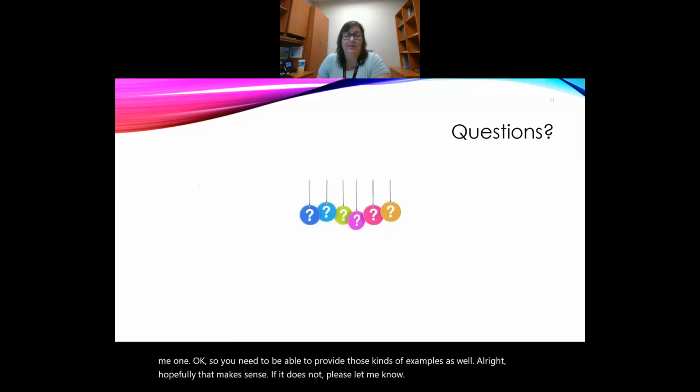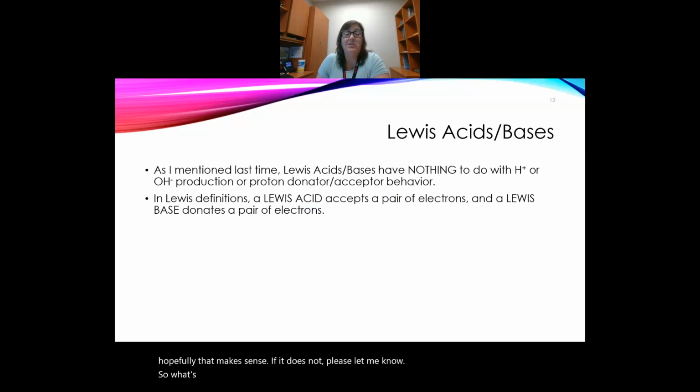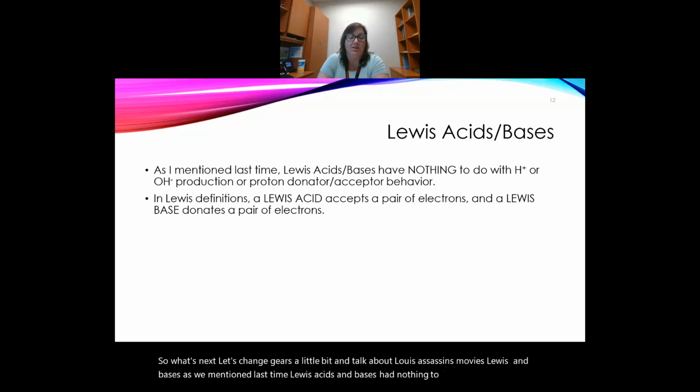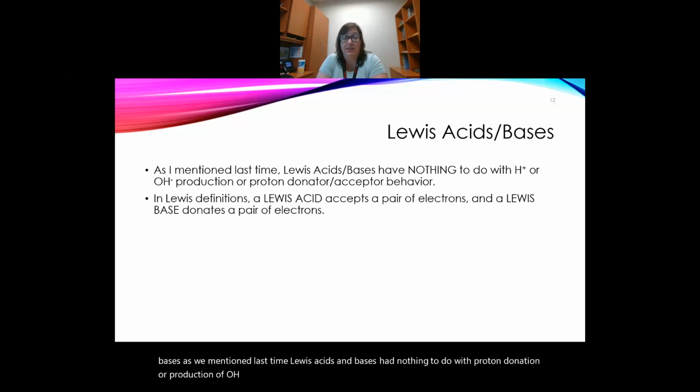So what's next? Well, let's change gears a little bit and talk about Lewis acids and bases. As we mentioned last time, Lewis acids and bases have nothing to do with proton donation or production of OH minus. In the Lewis definition, a Lewis acid accepts a pair of electrons, and a Lewis base donates a pair of electrons. I'll show you what that looks like in just a minute, but that's our definition for Lewis.